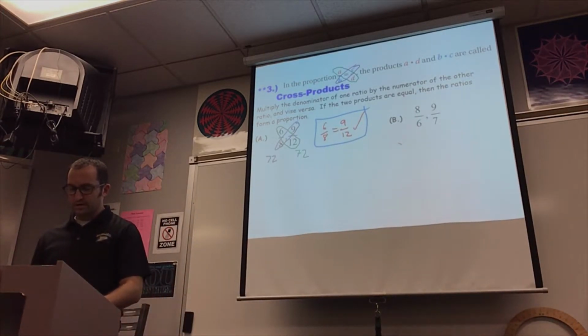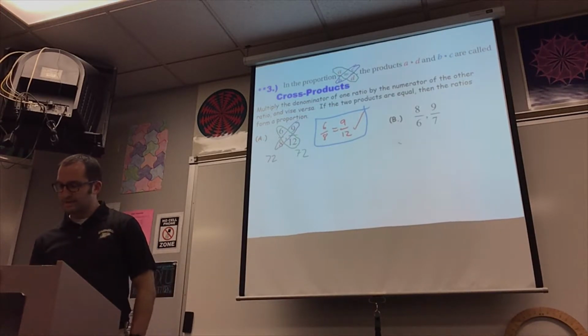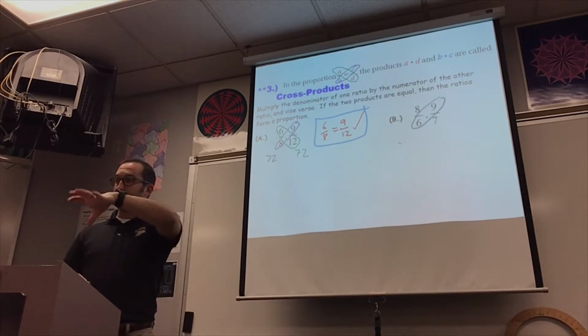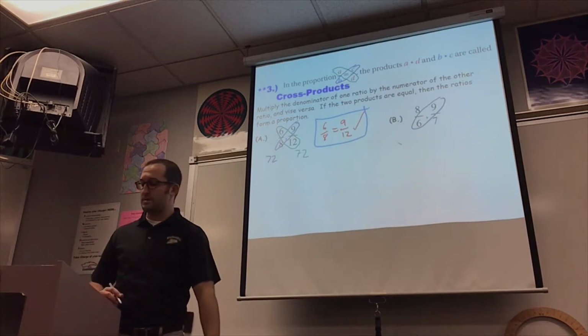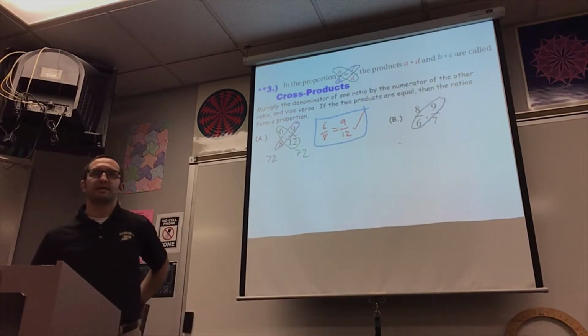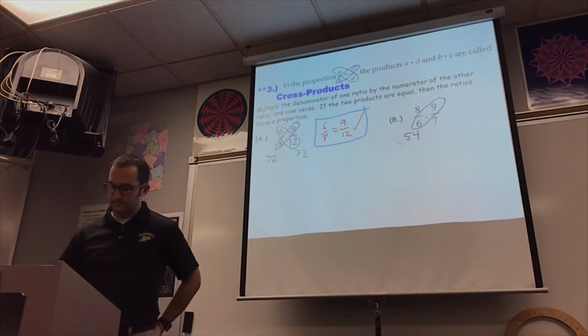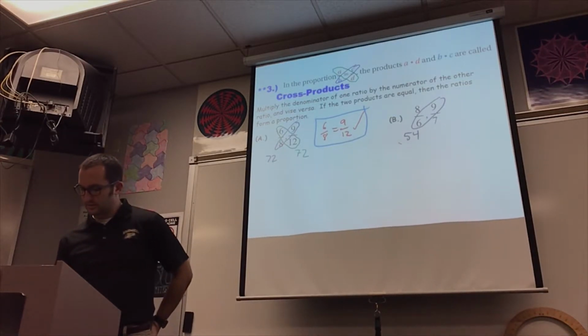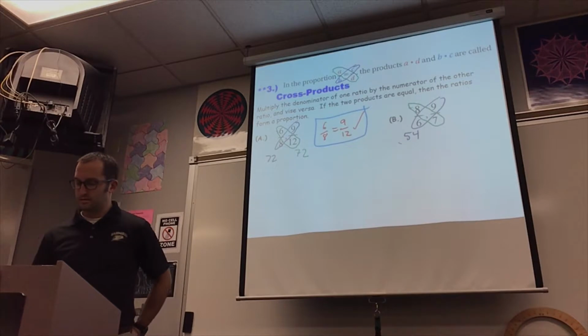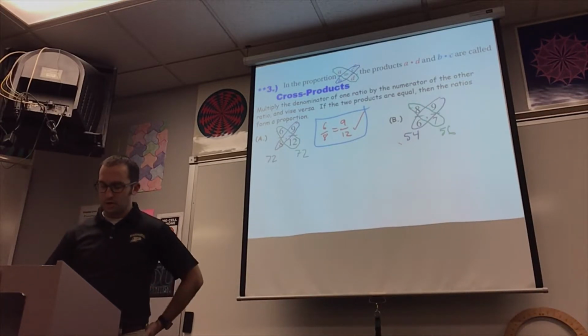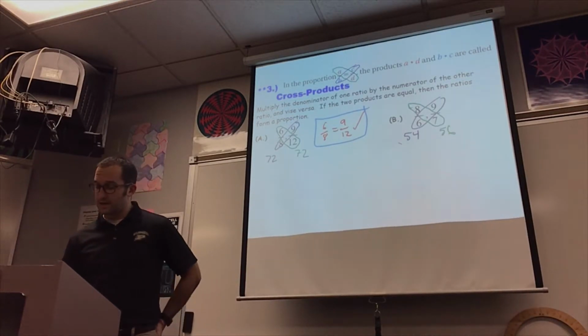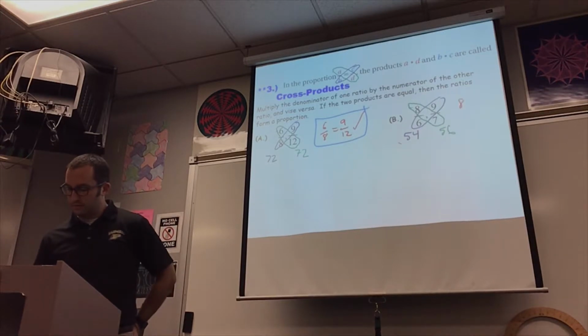Now let's do the cross products of the next one. Like I said, we're going to be doing a bunch of examples, and then you guys are going to try some. Okay. 6 times 9, what's that going to equal? 54. 8 times 7 is? 56. Uh-oh. The cross products are not equal. Therefore, these two ratios are not equal.